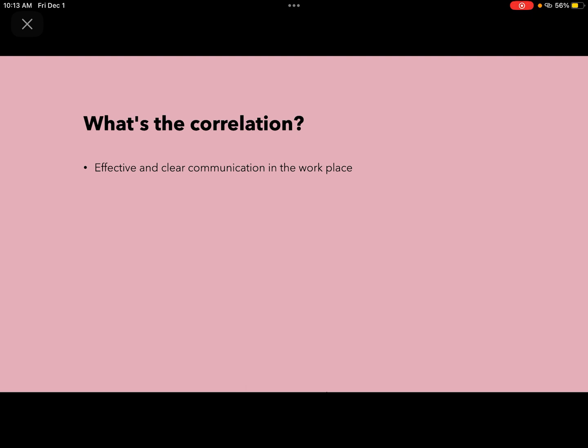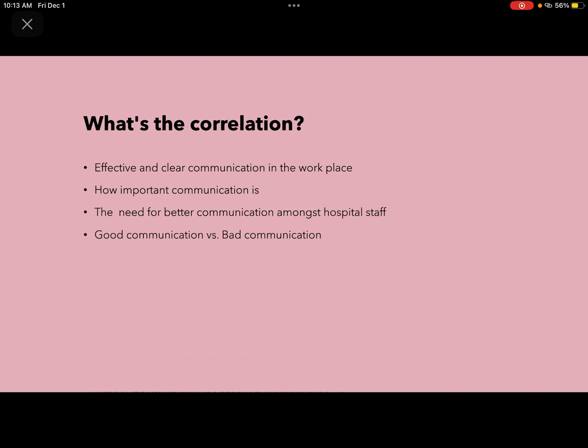miscommunications. When you have patients' lives in your hands, you really want to make sure that that is what you're doing. So communication is extremely important, really in all aspects of life. You want to be a good communicator for various reasons, and you want to make sure that you can communicate in the best possible way. So good versus bad communication. You want to make sure that you're not lashing out at someone when they do something wrong or they make a mistake, or you're having a bad day.